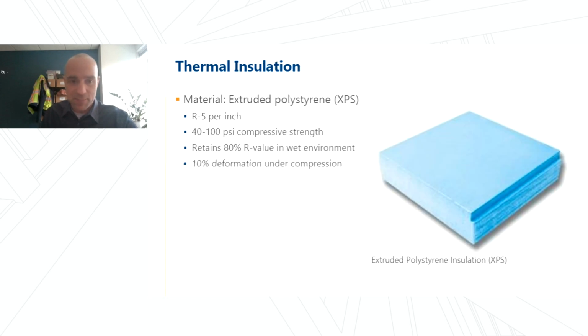Thermal insulation options, the product that we see most often is extruded polystyrene insulation or XPS board. And that's because it maintains its thermal insulating property even in a wet environment. It's got good compressive strength and minimal deformation. So the 10% deformation listed there on the slide means in a slab with a 2-inch thick board, you might expect 1/4 of an inch or less of compression of the board.